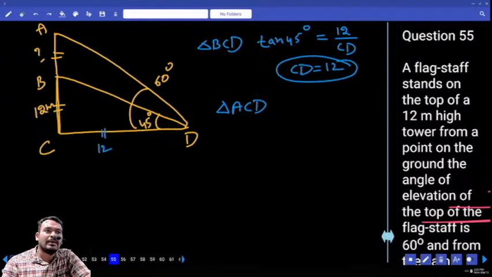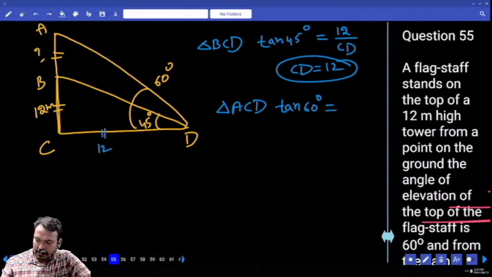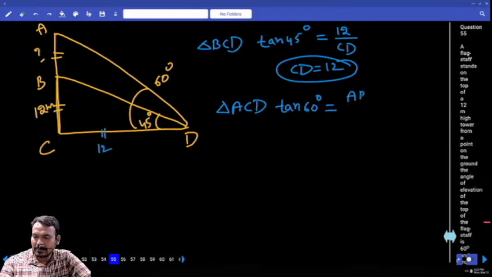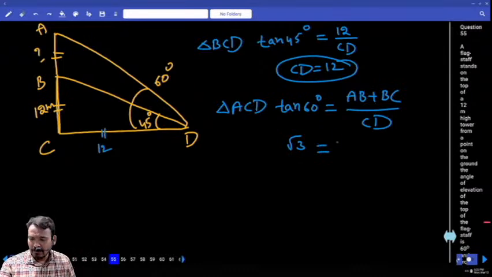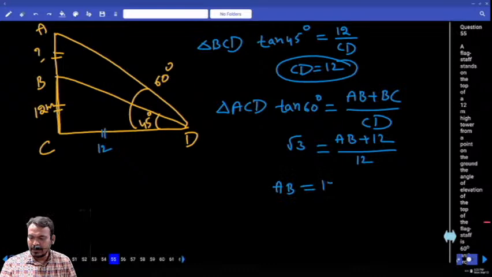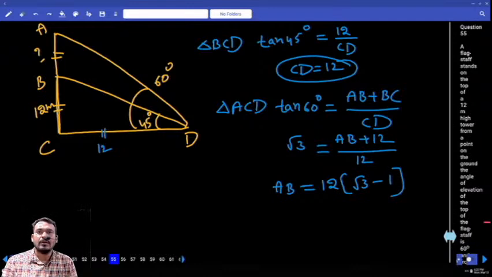Again, triangle ACD. What is the value here, tan 60 or tan 45? Tan 60 is equal to AB plus BC by CD. What is the tan 60 value? Root 3 by 2 by 1 by 2, nothing but root 3. Then root 3 equals AB plus 12 by 12. We don't know AB, but BC is 12 and CD is also 12. Then AB equals 12 into root 3 minus 1.